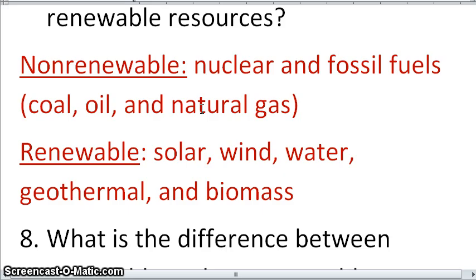Some of the renewable resources are solar energy from the sun, wind energy such as from turbines, water or hydroelectric energy, geothermal energy, heat from inside the Earth, biomass, things like wood or plant matter.